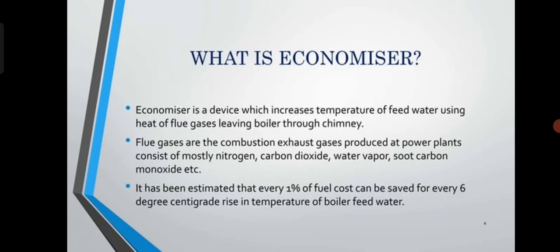What is an economizer? An economizer is a device which increases the temperature of feed water, using the heat of flue gases leaving the boiler through a chimney. Flue gases or combustion exhaust gases produced at power plants consist mostly of nitrogen, carbon dioxide, water vapor, and carbon monoxide. It can be estimated that 1% of fuel cost can be saved for every 6 degrees centigrade rise in the temperature of boiler feed water.